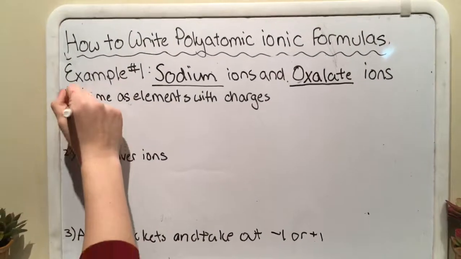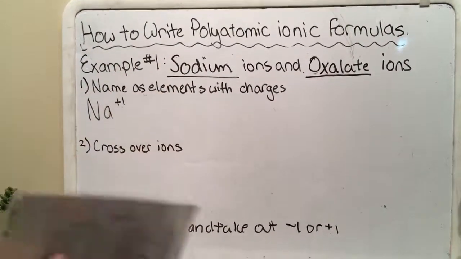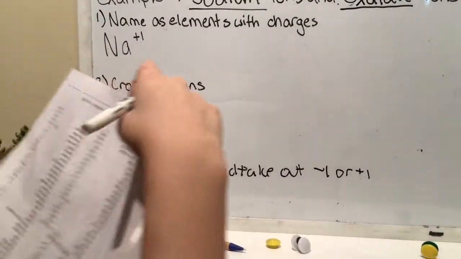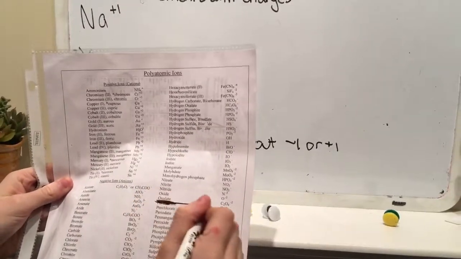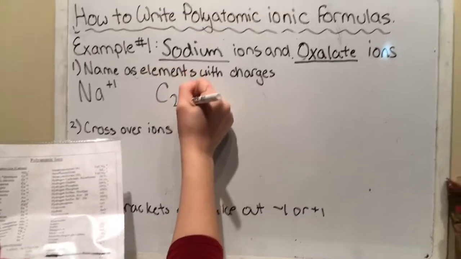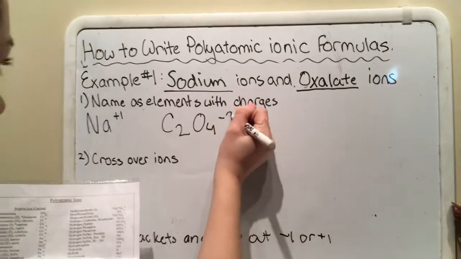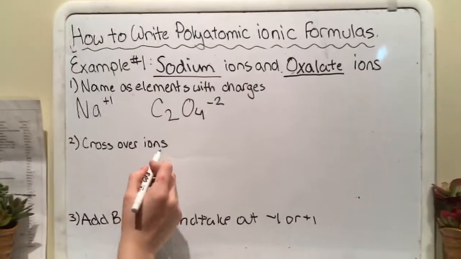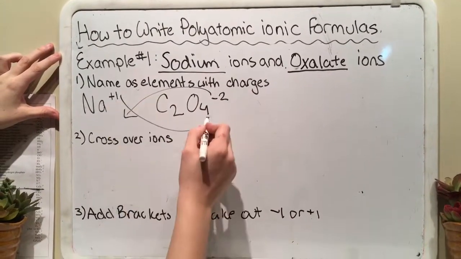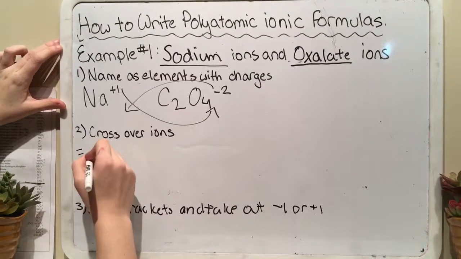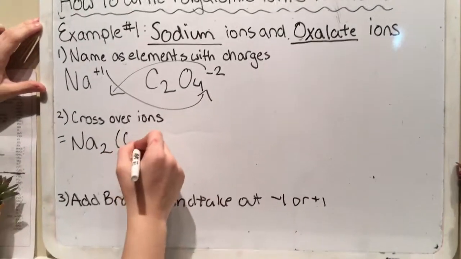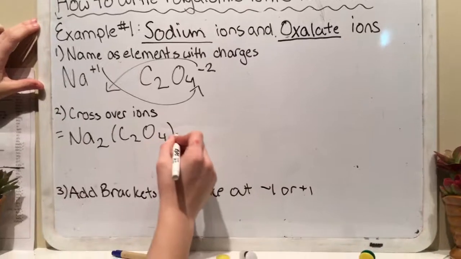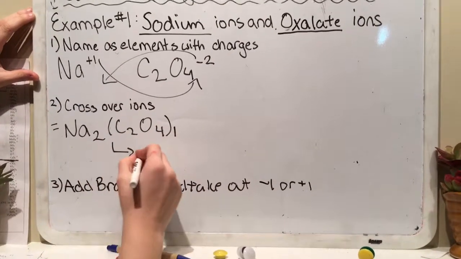Example number 2 is sodium ions and oxalate ions. Again, we name the elements with their charges, so sodium is Na+1, and the polyatomic ion, oxalate ion, is found on the back side with C2O4 -2. Cross these over again to get the charges down into subscripts, which equals Na2 bracket C2O4 bracket positive 1.